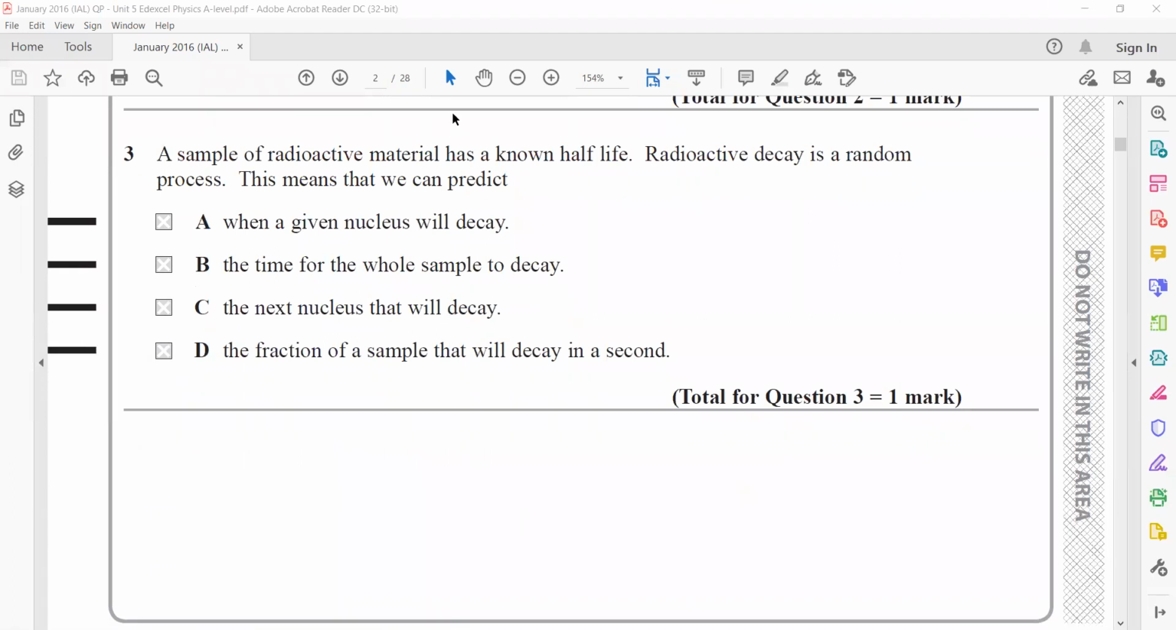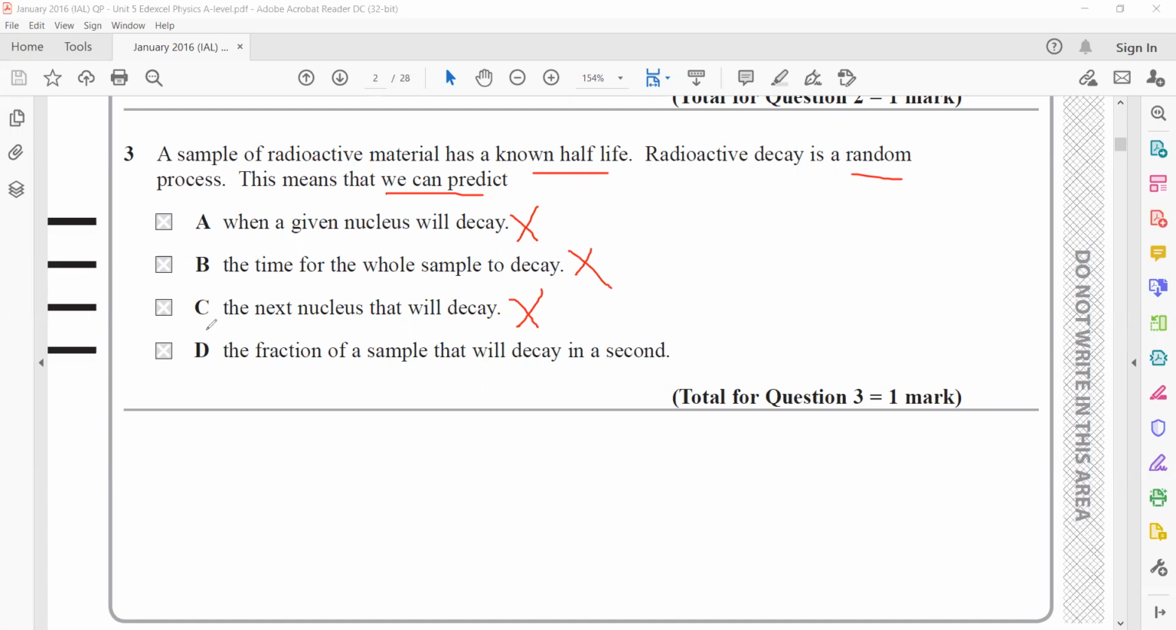Question 3. In question 3, a radioactive sample is there which has a known half-life. Radioactive decay is a random process. What is the meaning of random process? We cannot predict when a given nucleus will decay, or the time for the whole sample to decay. We also cannot say which nucleus will decay next, because it's random. The term random means the fraction of a sample that will decay in 1 second. That only we can predict, like in the next second, what fraction will decay, but we cannot exactly say when a given nucleus will decay or the time for the whole sample to decay.